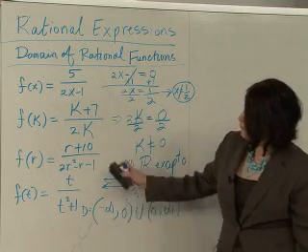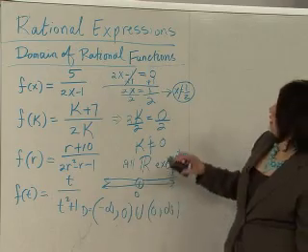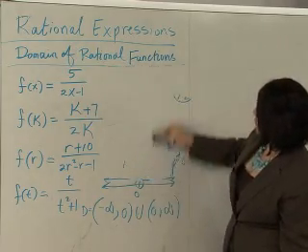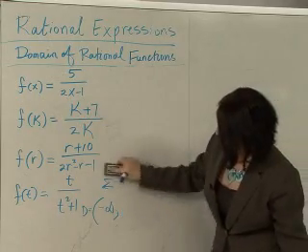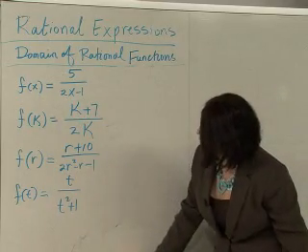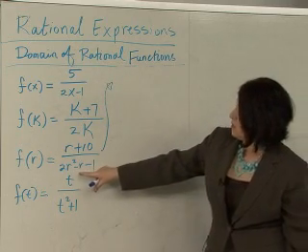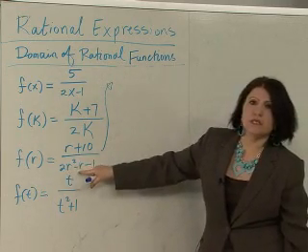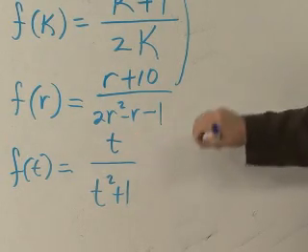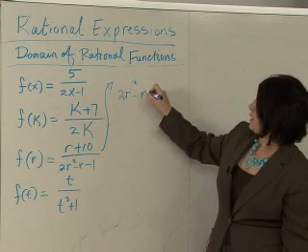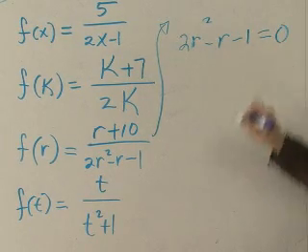Okay, so now let's move to f of r and do the same thing. So I'm going to erase this part right here, and then take f of r. Okay, so the denominator cannot be 0 when I want to find the domain again. So I take the denominator, which is 2r squared minus r minus 1, and set it to equal 0.